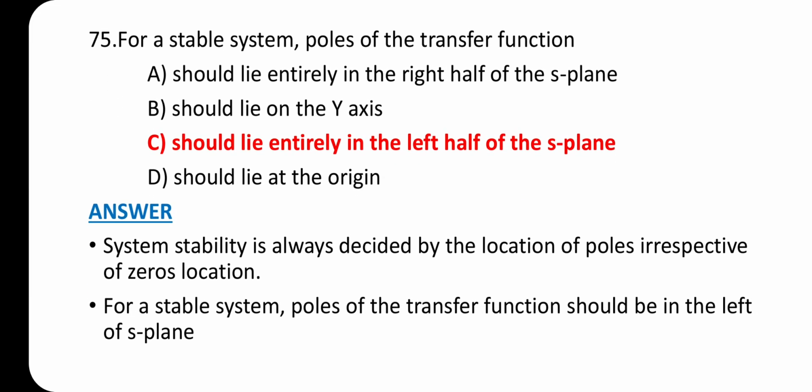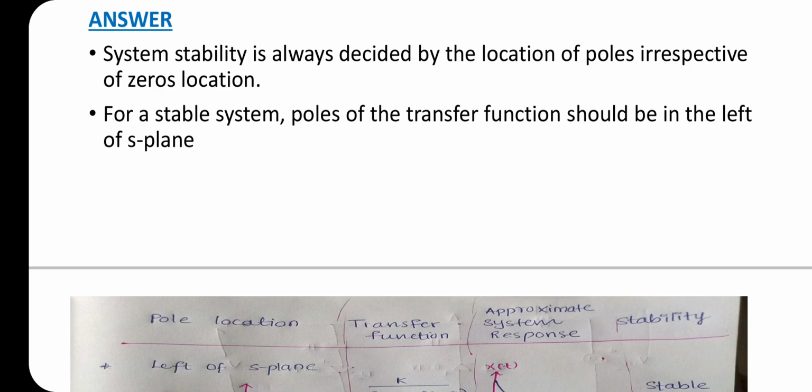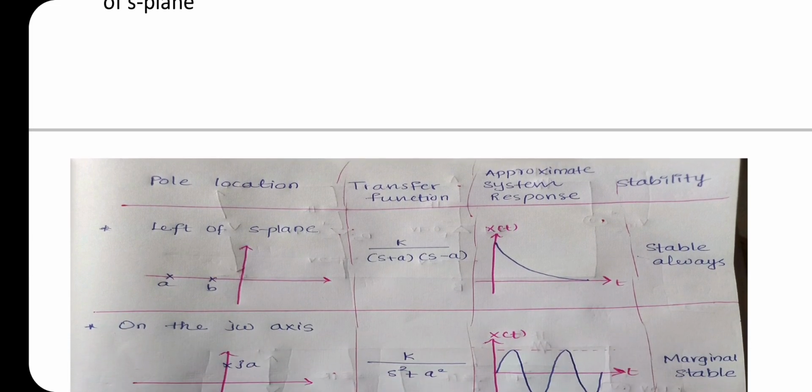Question number 75. For a stable system, poles of the transfer function, option C, should lie entirely in the left half of the S-plane. System stability is always decided by the location of the poles irrespective of zero's location. For a stable system, poles of the transfer function should be in the left of S-plane.